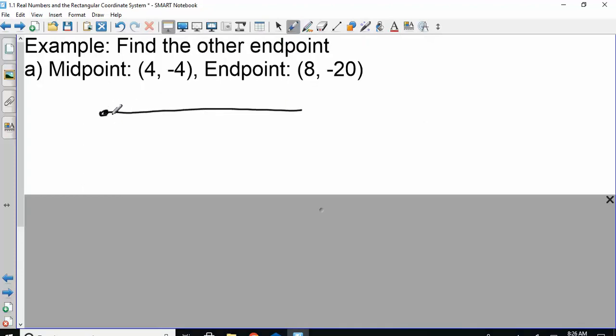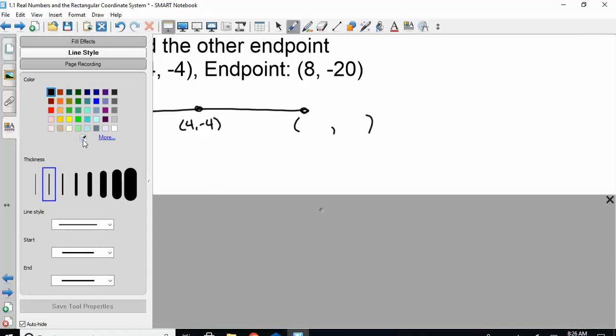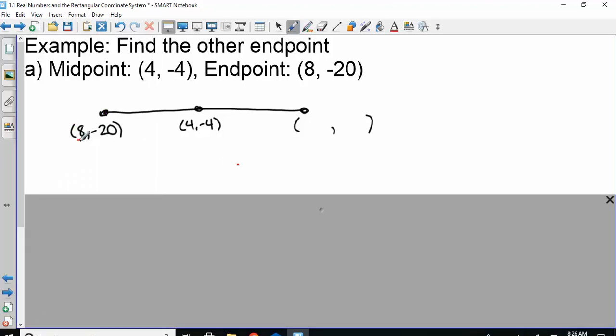I'm going to draw just a really rough sketch here. This is not to scale. One of my endpoints is 8, negative 20. The middle is 4, negative 4. And I have to figure out what this endpoint would be. Start with your x's. Starting with 8, what do you have to add or subtract to get down to 4? You have to subtract 4, right? So now I'm at 4. I have to do the same pattern, so I would subtract 4 and you get 0.